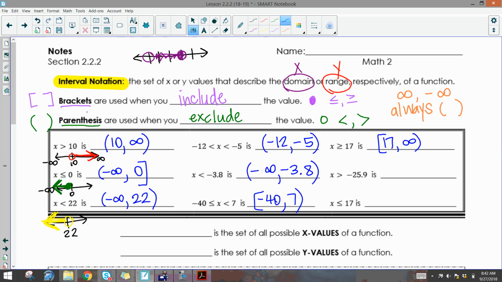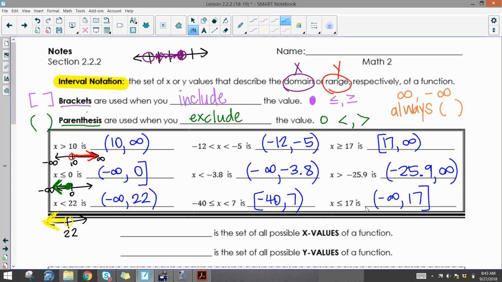And then here, this is x is greater than negative 25.9, meaning negative 25.9 is the smallest number. So you want to always start with the smallest, so negative 25.9 up to infinity. Both have parentheses because infinity always has a parenthesis, and negative 25.9 has to have a parenthesis because it's not inclusive. There is no equal sign there. Now, down here, we have x is less than or equal to 17. So now 17 is going to be my biggest number because it says x is less than that. So I want to start at negative infinity, and my biggest number is 17, and I'm going to have a bracket there because I have an equal sign.